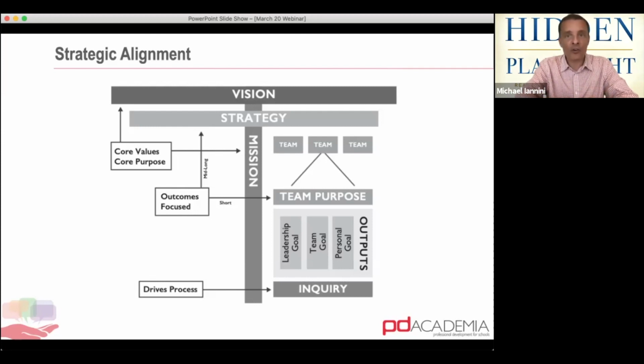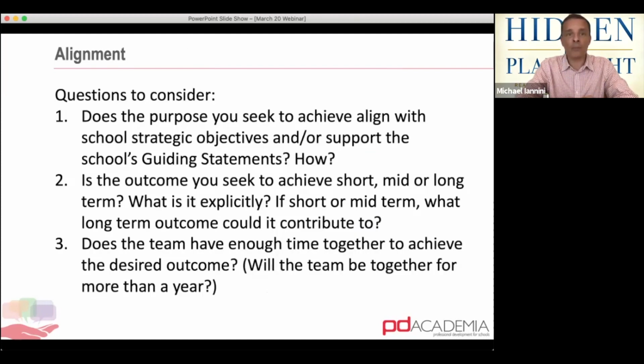The very first slide I showed you about that grade 6 team is driven by this question of how are we going to achieve this? And then they devise their team purpose. Now, alignment is very difficult, and there are a few questions you need to consider as you pursue this form of alignment. Firstly, does the purpose you seek to achieve align with the school's strategic objectives and or support the school's guiding statements? You need to be able to answer how. I've explained the importance of this, but if you cannot explicitly say how, it's going to be very difficult for you to manage up and get the support from senior leadership you need to drive the change that your team is going to be most motivated by.